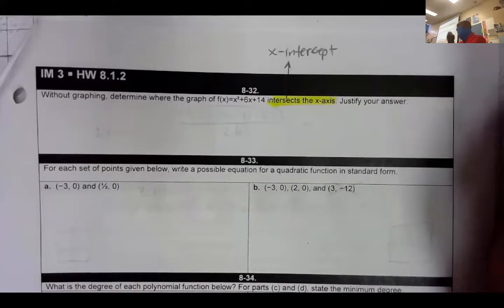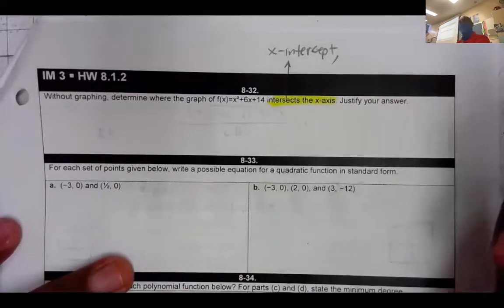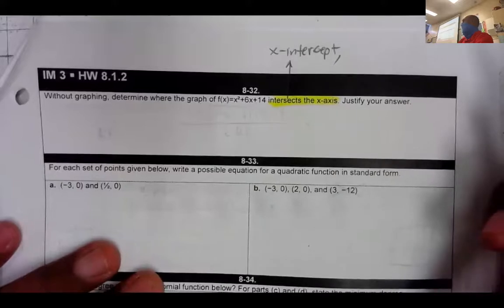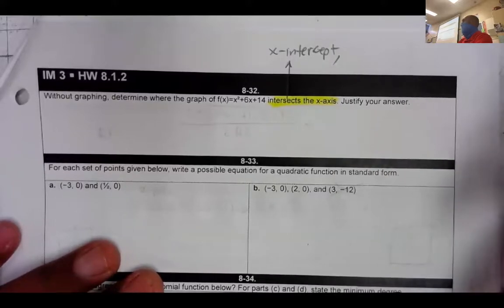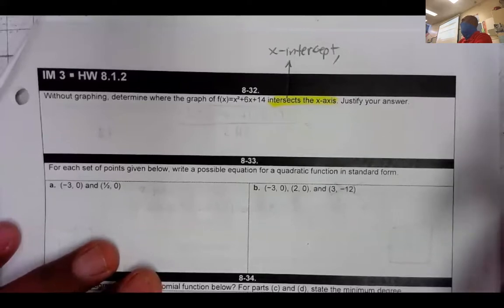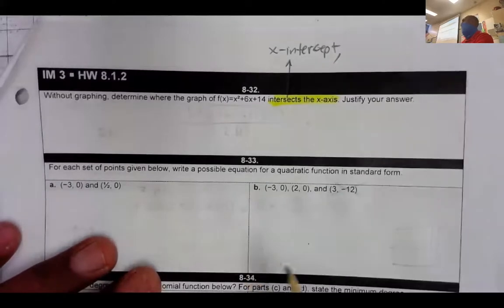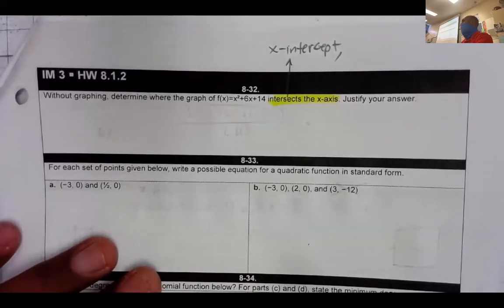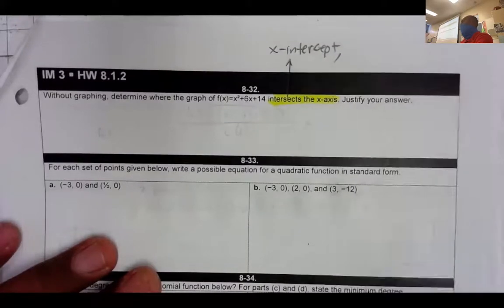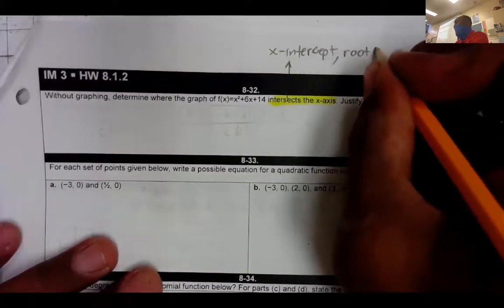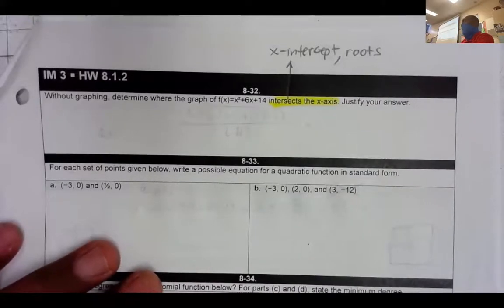Now you don't have a graph, and it says to do this without graphing, so that means you're going to have to solve it using algebra. Okay. What is another name for an x-intercept? We talked about this yesterday. Different names that describe x-intercepts. Or it was a Delta Math assignment. You looked at the graph and you had to find the what? Roots. Okay. Roots, x-intercepts, same thing, different words, different ways to describe the same thing.